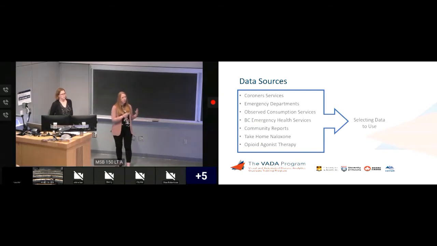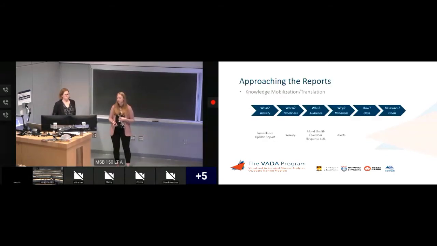We now know why we're sharing this information, and get a sense of what they need it for. And now we have to choose the data sources. We had 7 data sources to work with, everything from coroner's data to the opioid agonist therapy, and then starting to think of what variables we want to include. So that gets us to this. Back to the example, in the weekly report, we used emergency department data, observed consumption services, and BCEHS, which is the ambulance data.